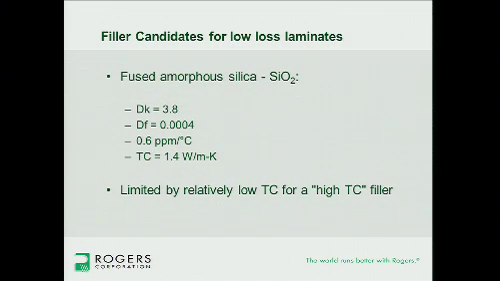Candidate fillers for low loss laminates: fused amorphous silica is widely used. It has a low dielectric constant, very low loss, a low coefficient of thermal expansion, and very good thermal coefficient of dielectric constant. What kind of limits it for high thermal conductivity applications is that it really isn't all that thermally conductive, about 1.4 watts per meter K.